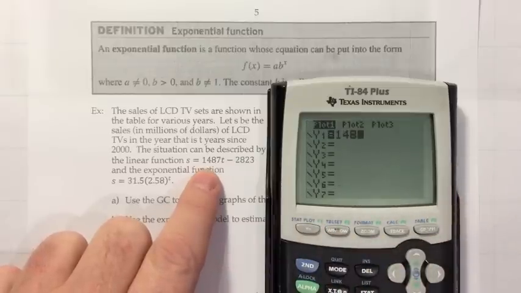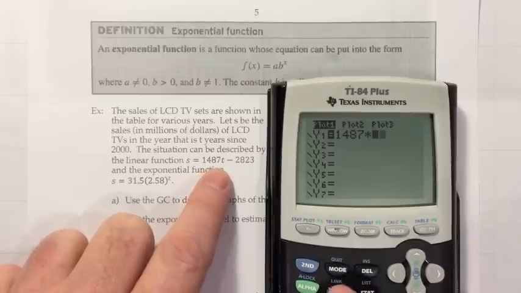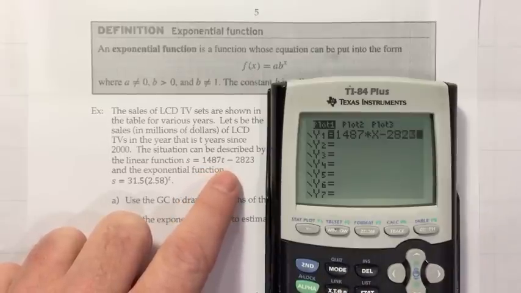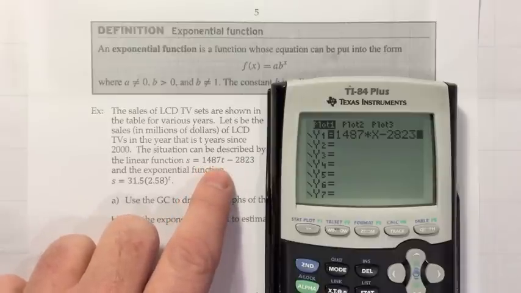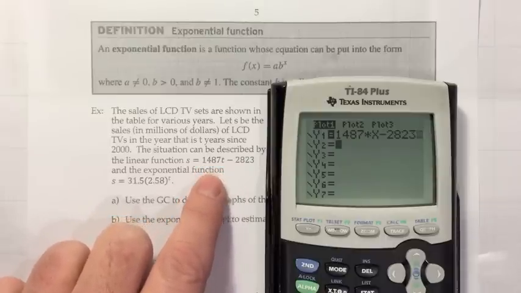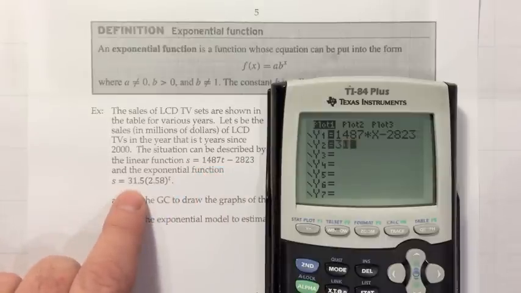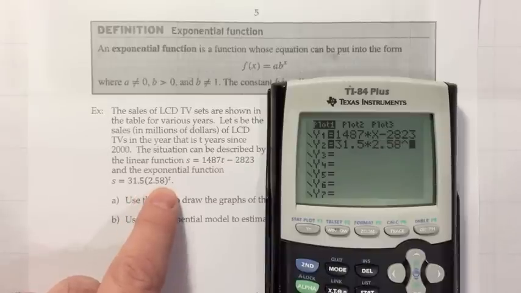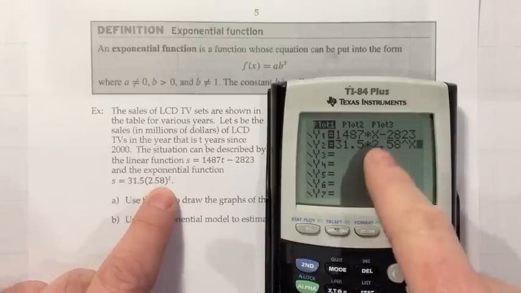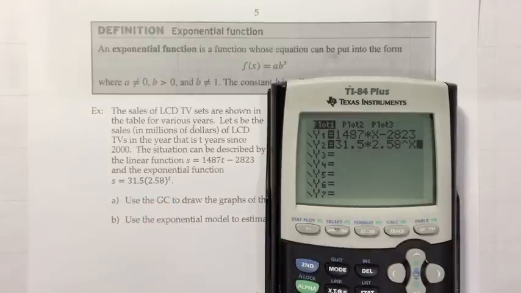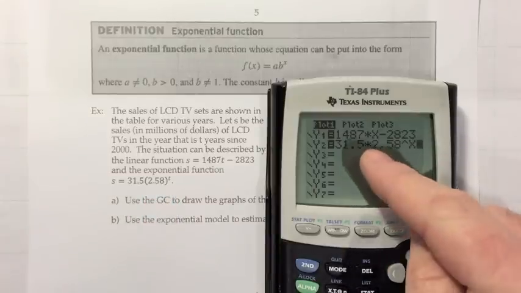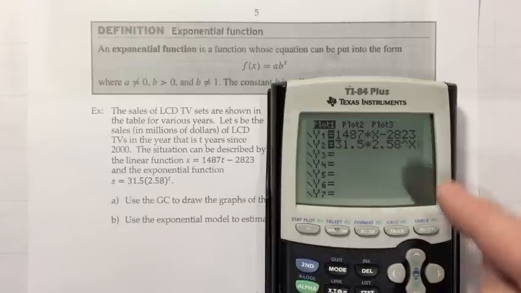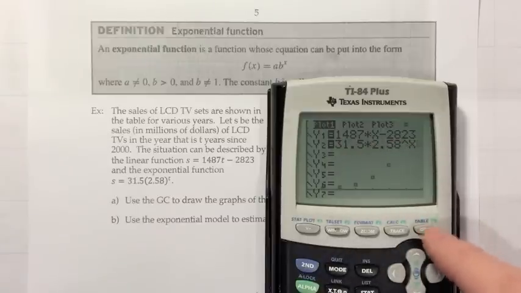So 1487 times x minus 2823. They're using t, but our input on the calculator is always x. And then for this one, 31.5, you don't really need the parentheses, times 2.58 raised to the t or the x. You could put the parentheses if you want, but you don't really need them as long as you hit the times right there. So when I graph them, the two graphs are going to get drawn in order. First the line, then the exponential. So let's hit graph and watch what happens.